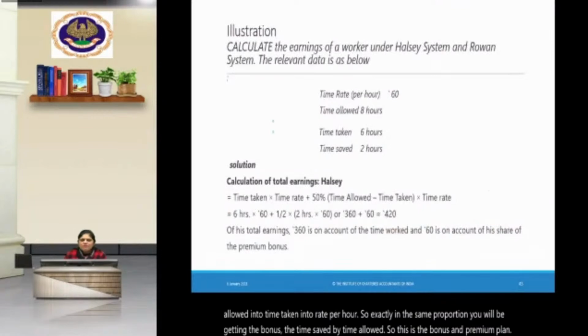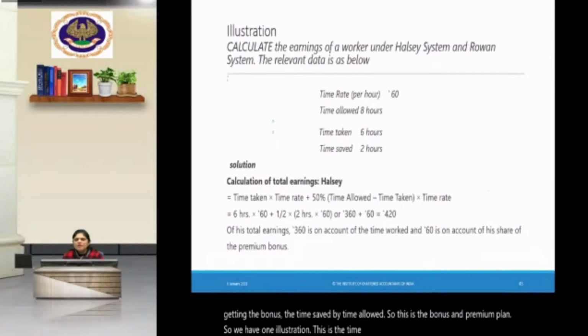Okay, so we have one illustration. This is the time rate per hour, Halsey and Rowan. So you have to calculate for both.